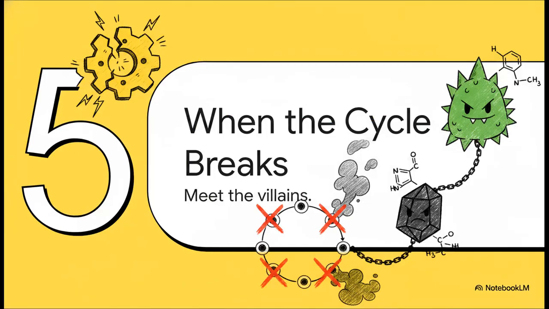So the Krebs cycle is this beautifully efficient machine, right? But like any machine, it can be broken. And there are some pretty nasty poisons out there that can bring this whole energy factory to a screeching halt. Let's meet a couple of these metabolic villains.